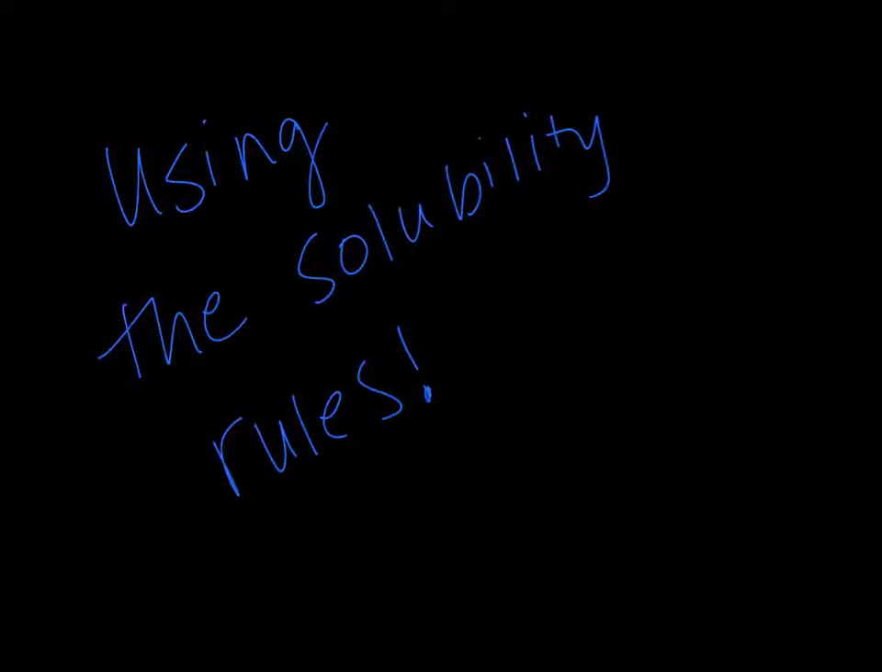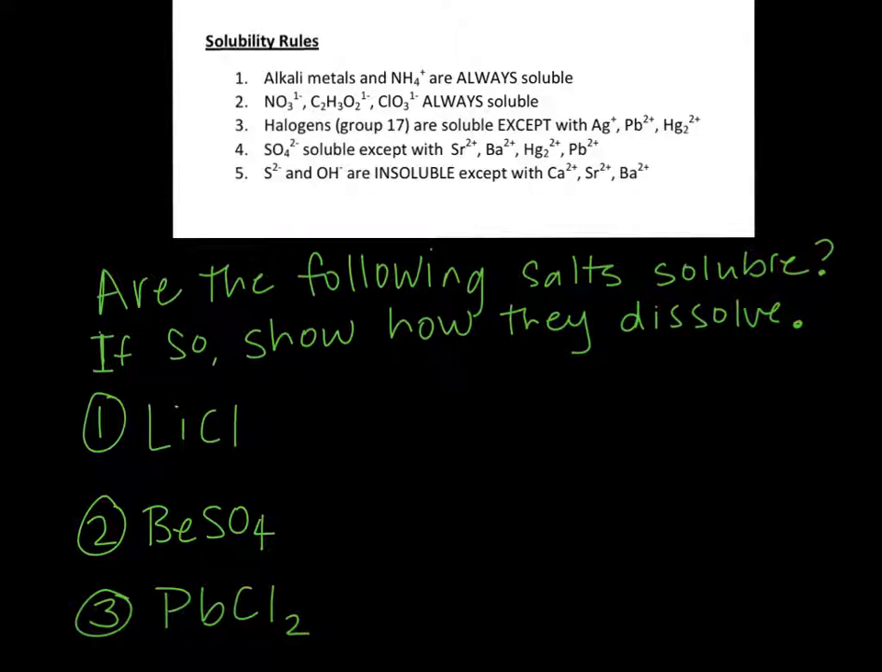Alright, this video is going to be over using the solubility rules, being able to tell if something is soluble or not. I've typed the solubility rules up here at the top. It says alkali metals and ammonium are always soluble. So no matter what they're bonded with, they're always going to be soluble.